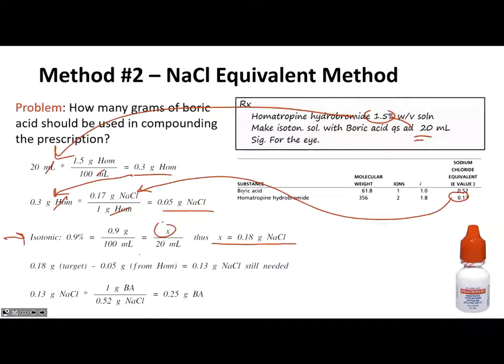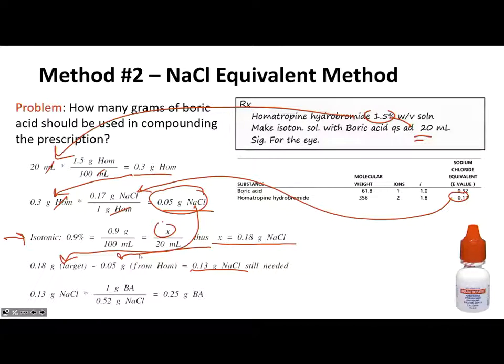Now that's my target, so that's what I'm going to bring over here. Since that's how much I need for my 20 mils, let's subtract. What did I get from my homatropine? I got 0.05. If I subtract those two, the difference I still need to make 20 milliliters isotonic is 0.13 grams. I just subtracted those two. That's the amount that I need. But I'm not using sodium chloride. What am I using to get it?